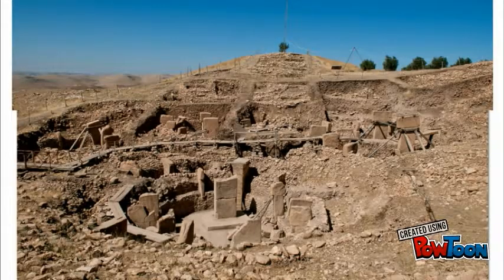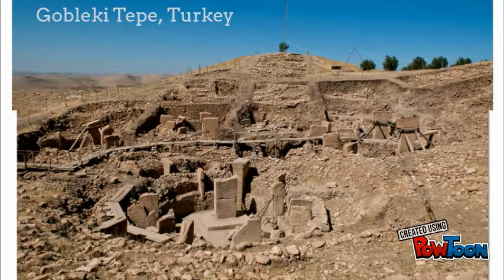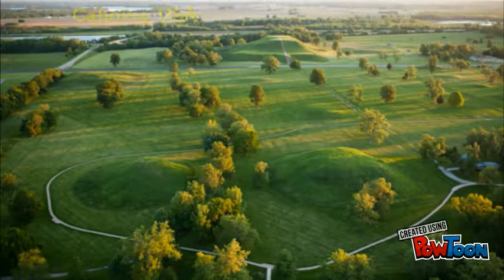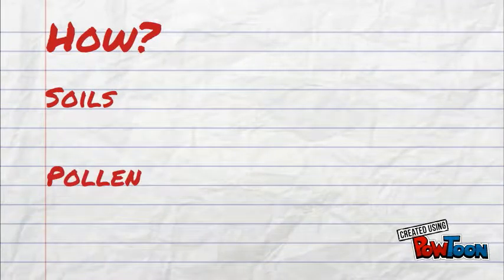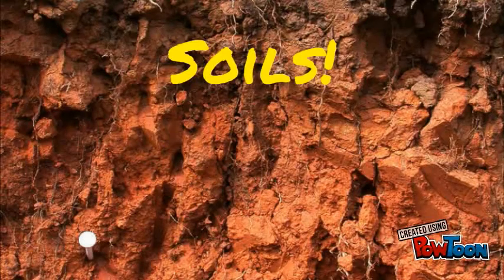Sure, we can infer some about the past environment based on where a site is located geographically today, but we are still missing key bits of information which will allow us to tell a better story. So how do we do this? There are a few different methods, but today we're going to focus on soils and pollen. First, let us start with soils.